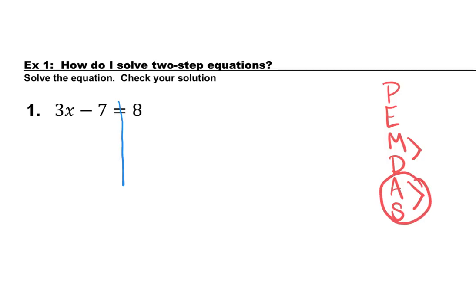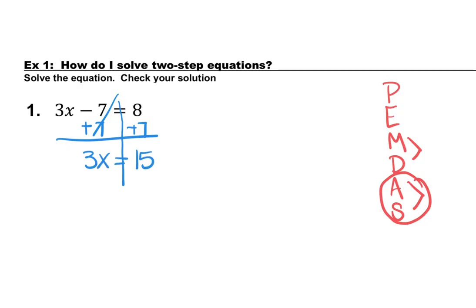So when applying the properties of equality to isolate the variable, I also like to think about this as we're undoing the things around the variable. And this minus 7 is further away than the 3 because the 3 is touching it. So I'm going to undo that minus 7 by adding a 7. And when I add the 7, what I do to one side, I have to do to the other. So now I have 3x is equal to 15.